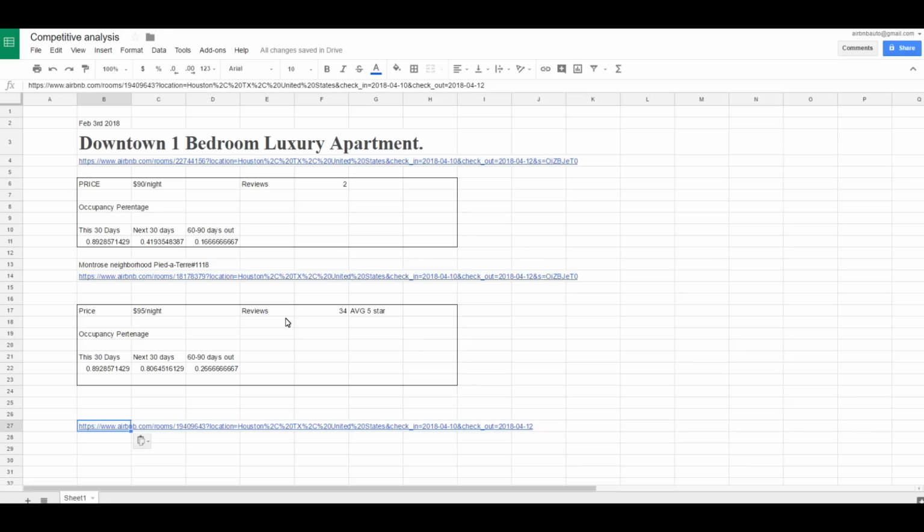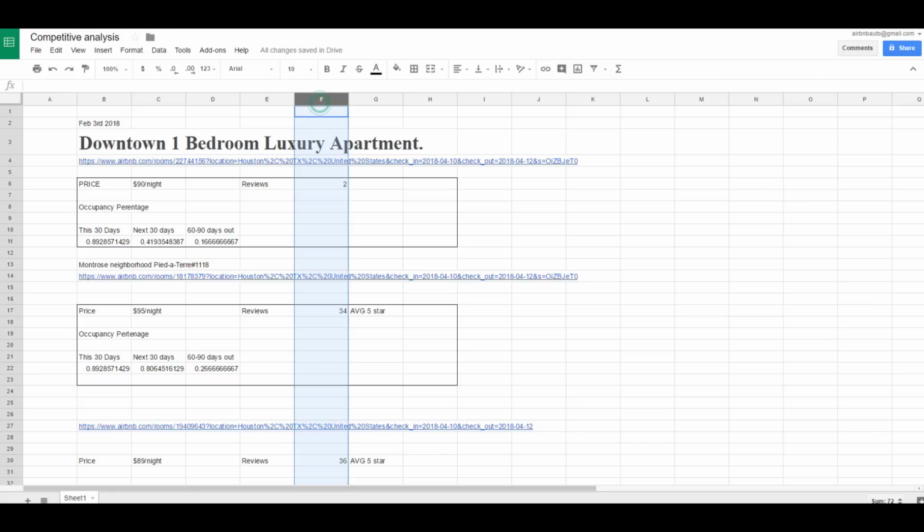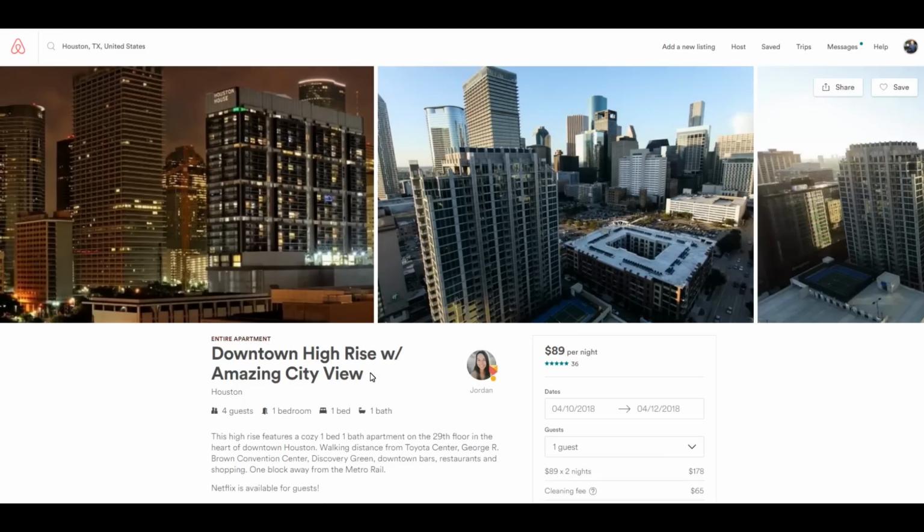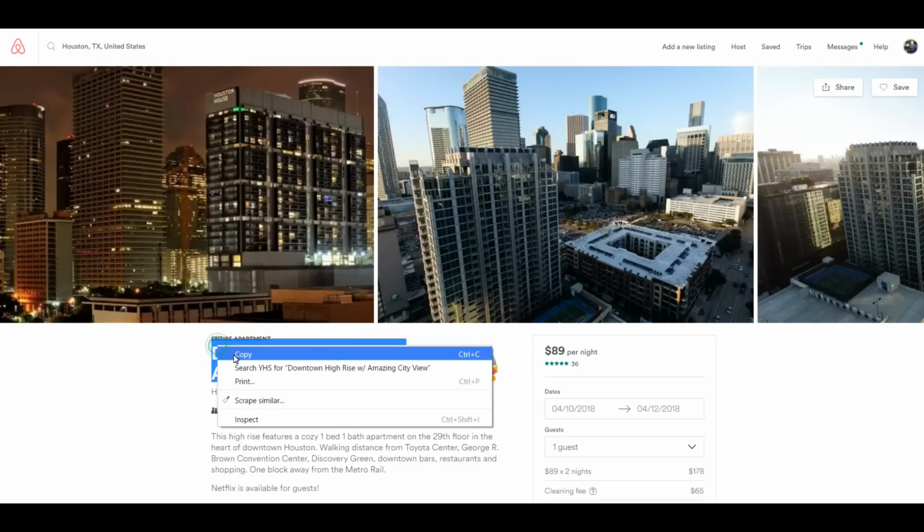So price is $89 per night. And then reviews, she's got 36, and they are an average of 5 star. But everybody's averages are near 5 star, it looks like, so that may not give us much room for comparison here. So let's copy her title, put it up top, and we have hers.